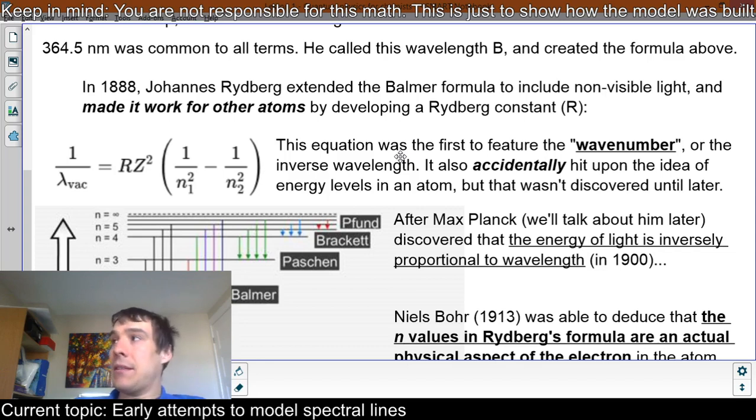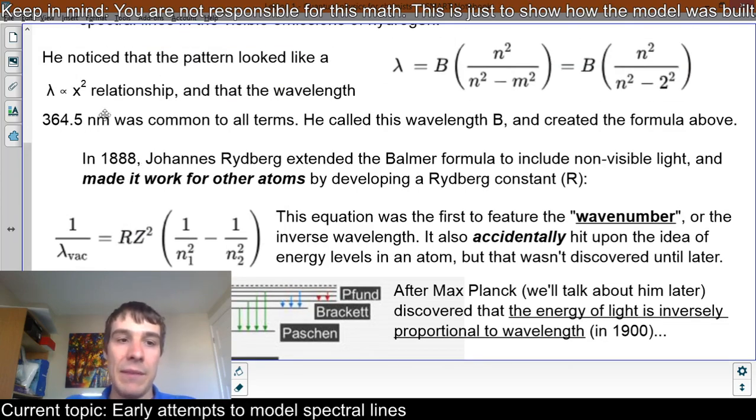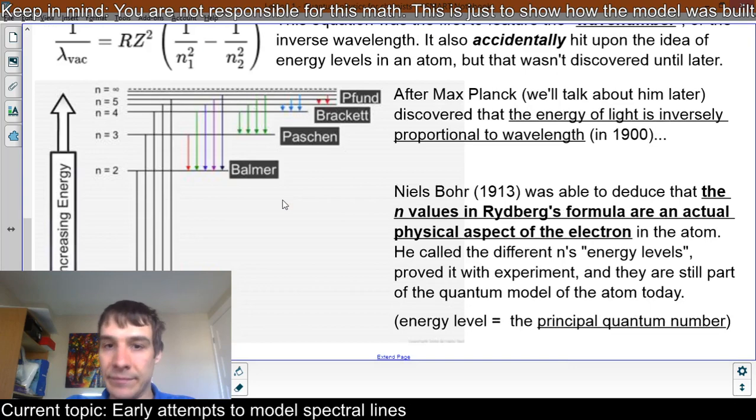Rydberg was also able to make it work for any other atom, where Z is the charge of the atom, and R is Rydberg's constant, which is some specific number that he used, kind of like the Balmer wavelength was 364.5.